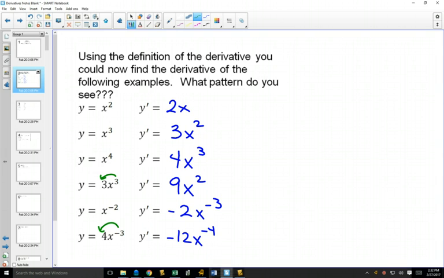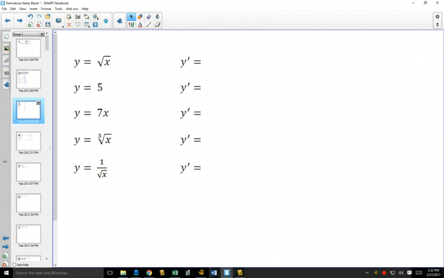It's 1 less. So it was a 2, now it's a 1. It was a 3, now it's a 2. It was a 4, now it's a 3. It was a negative 2. What's 1 less than negative 2? Negative 3. So the power rule says, well, here's some more.